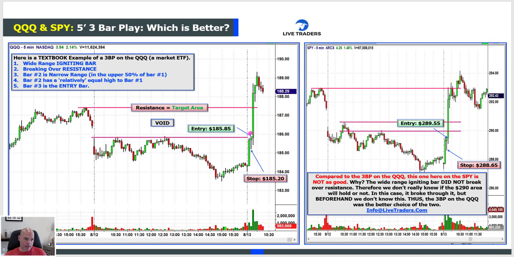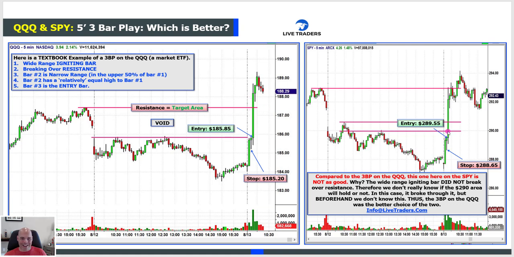You're going to buy it at 185.85. You put your stop right down there at 185.20, and this thing ripped. Now note, your target would have been about 187.50. That gives you about $1.65 on a 65-cent stop, so you would have about 2.5 to 1. That's your target. Now, did it rip above that? Yeah, it went $2 above that. But that's your target area.